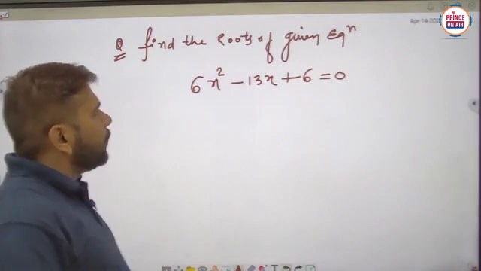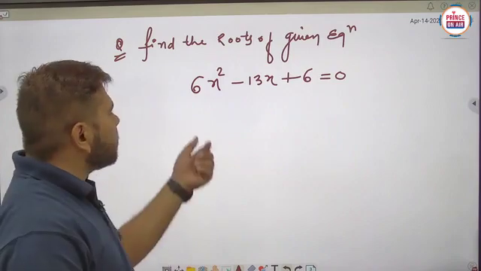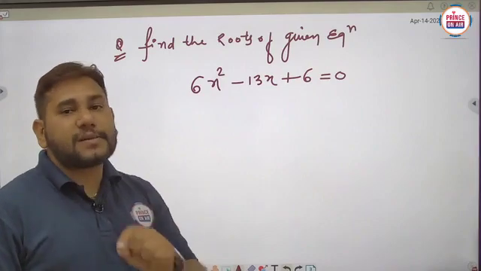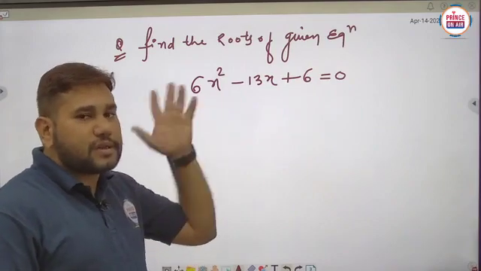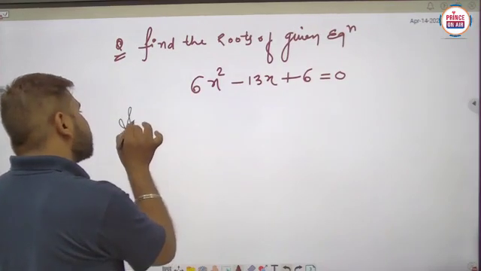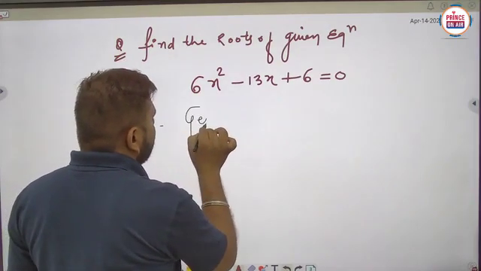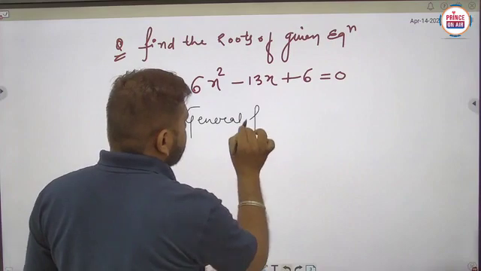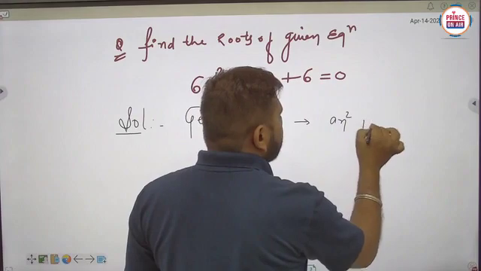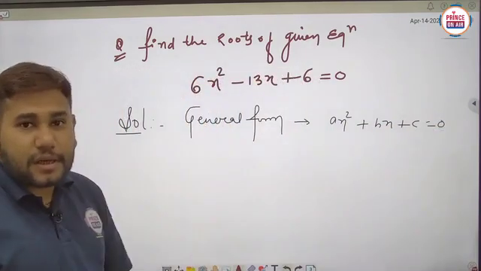First of all, we will compare this equation with the standard form of a quadratic equation. We can check whether this is quadratic or not. What is the highest power of x? The highest power of x is 2. So, this is a quadratic equation. What is the standard form? What will be its solution, beta? The general form of a quadratic equation is ax square plus bx plus c is equal to 0. This is the general equation.